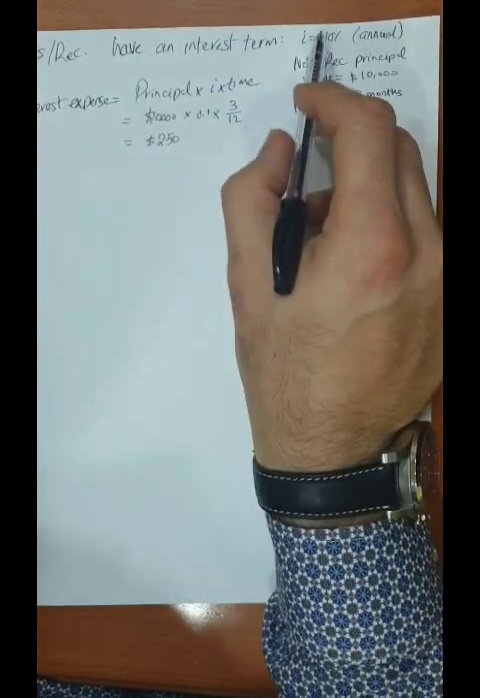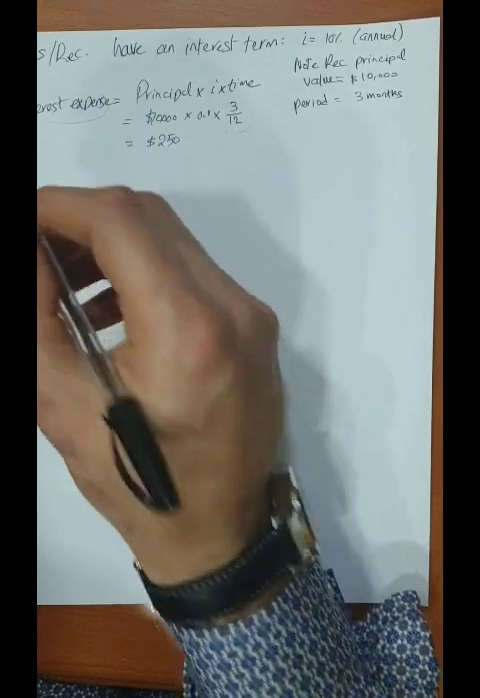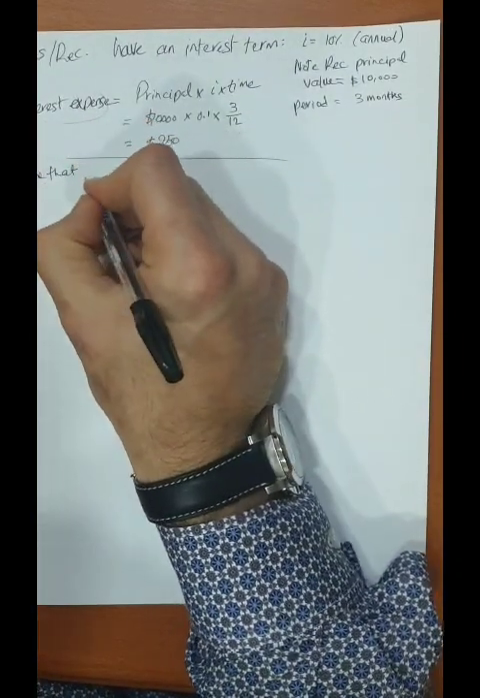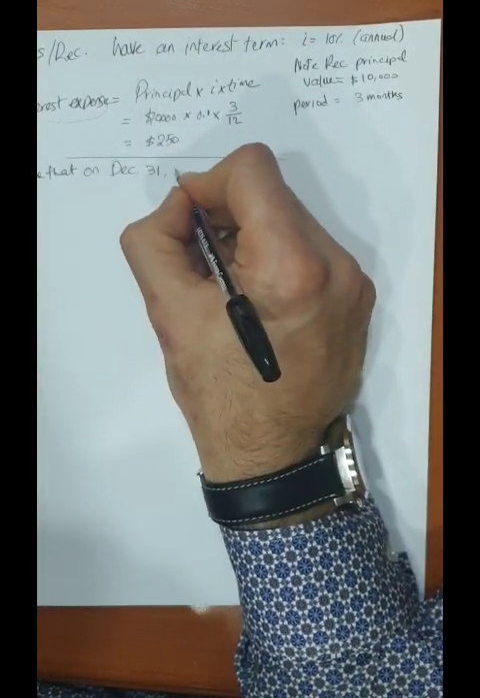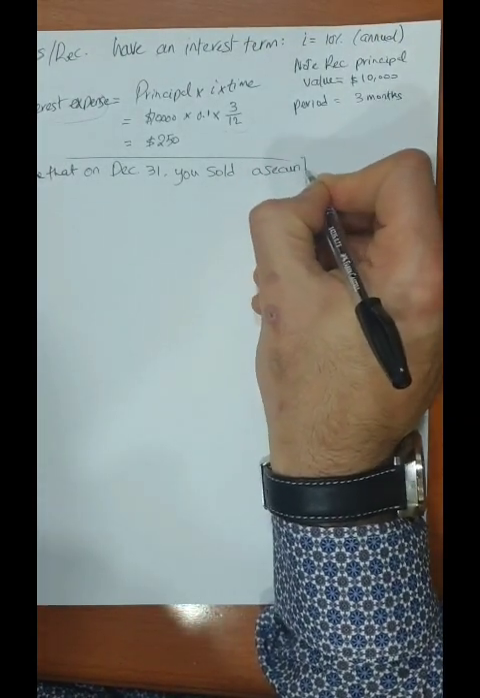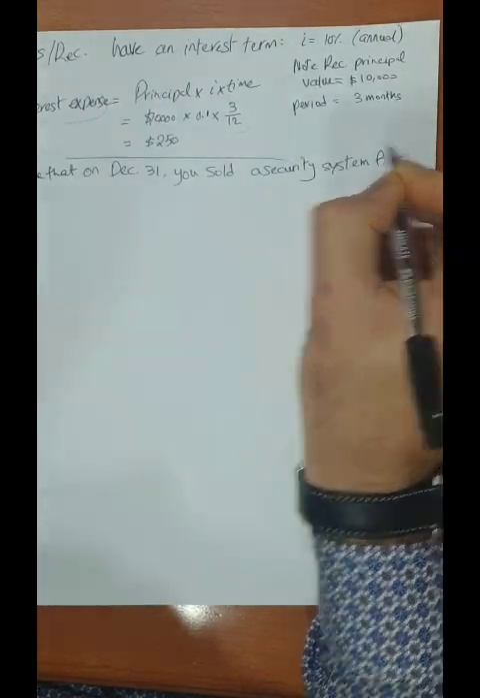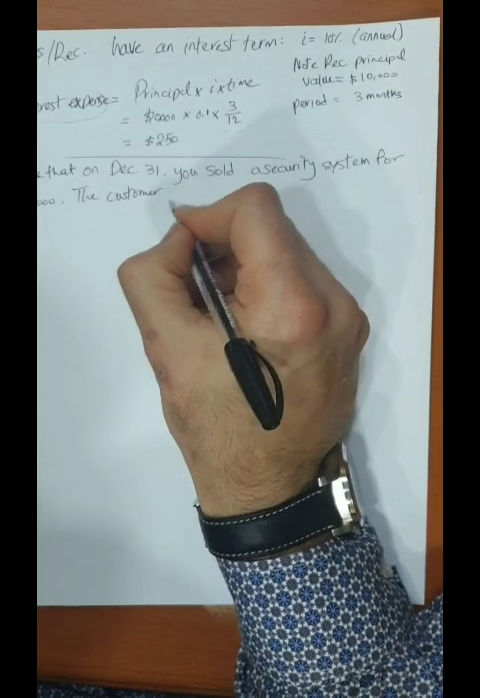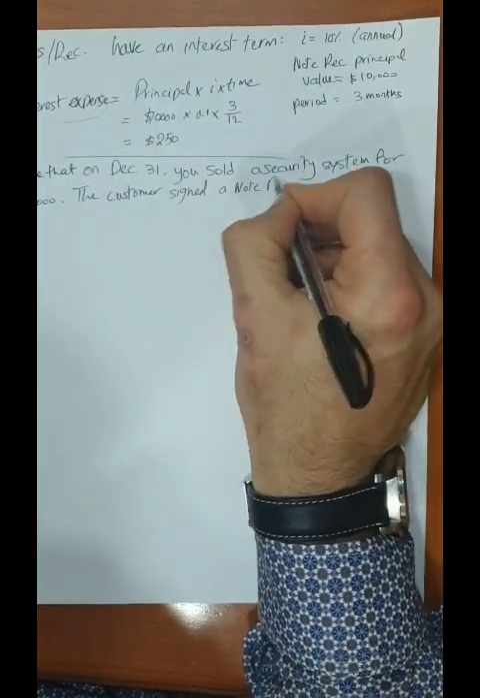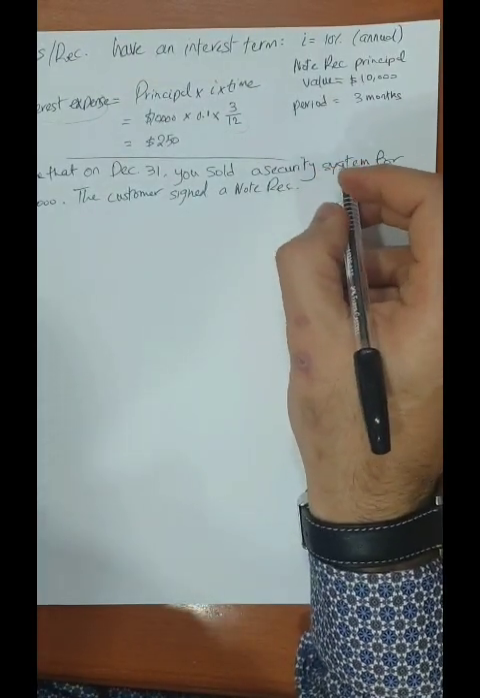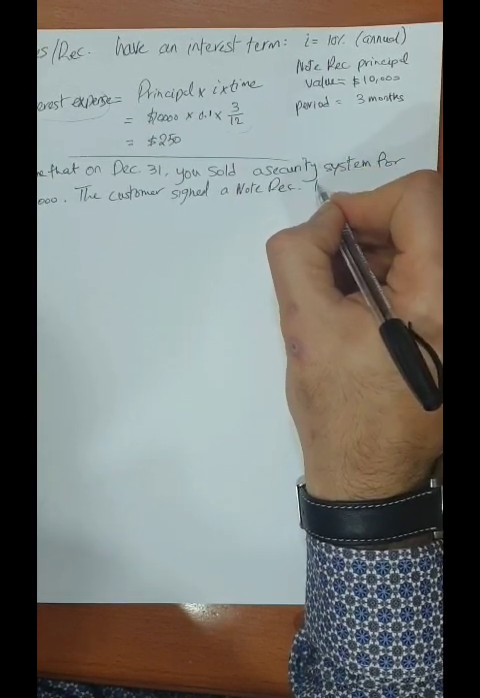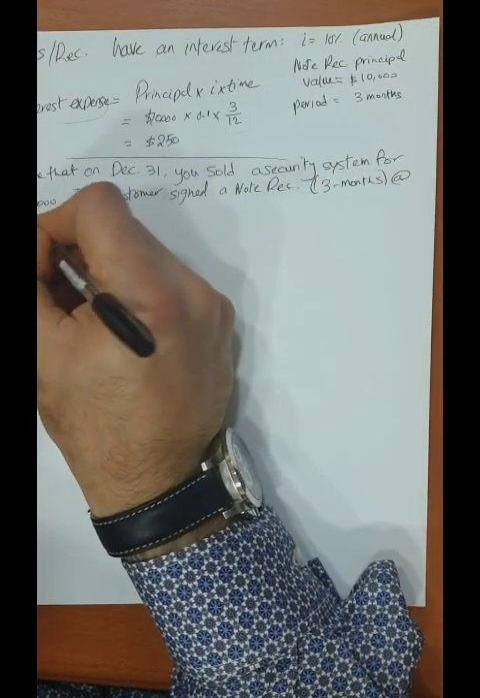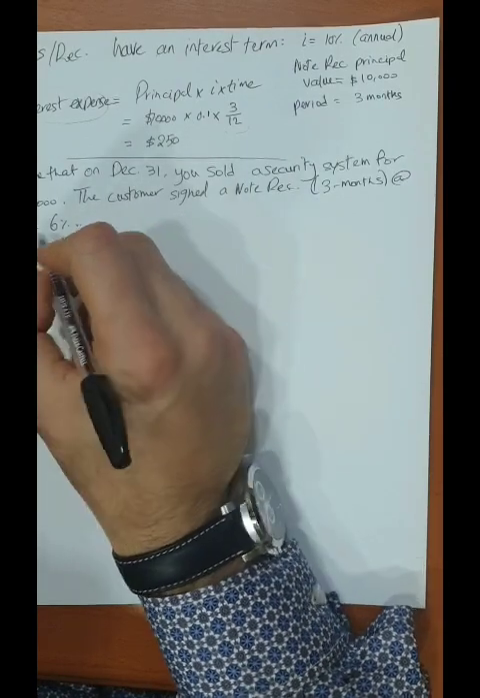So in this simple example, I was just explaining how to compute the interest expense. Now a more comprehensive example. Assume that on December 31, you sold a security system for $60,000. The customer signed a three months note receivable at an interest rate that is equal to 6%. Remember that the interest rate is always annual.